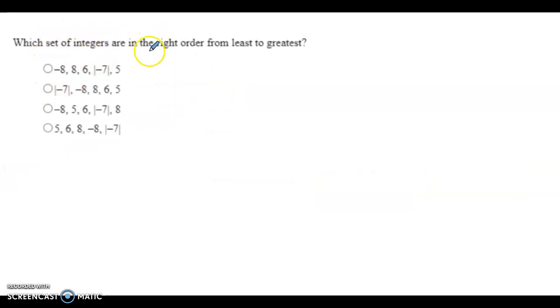Which set of integers are in the right order from least to greatest? So we're looking for the smallest numbers first, and then we want to end up at the biggest numbers. Let's see what numbers we're dealing with here. First of all, anytime I see an absolute value, I'm going to change that to a regular number. The absolute value of -7 means how far away is that from 0, and that is 7 spaces. So I'm going to rewrite the absolute value of -7 as +7.